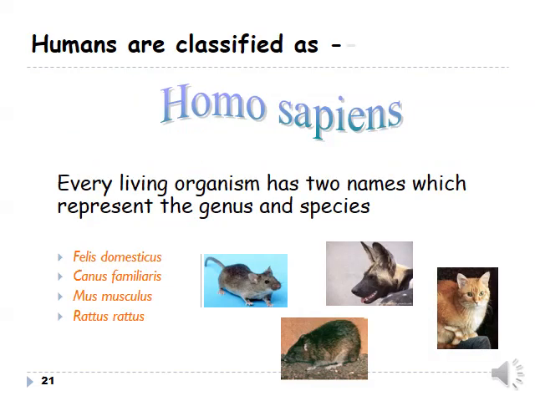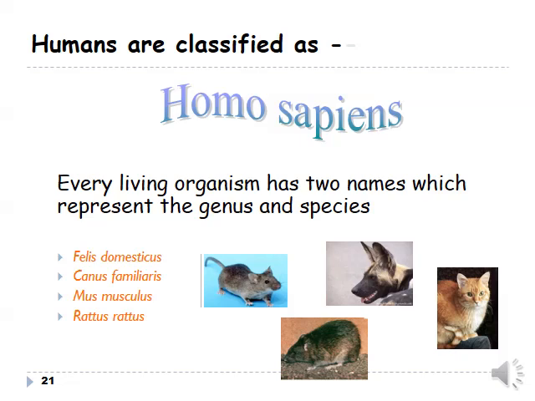Living things are all classified. Humans are classified as Homo sapiens. It's almost like a first name and a last name, where every living organism has two names, and this represents the genus, which in the case of humans is Homo, and the species, which is sapiens. Notice that the H in Homo is capitalized, and the S in sapiens is a lowercase letter. These two terms are also represented using italics.